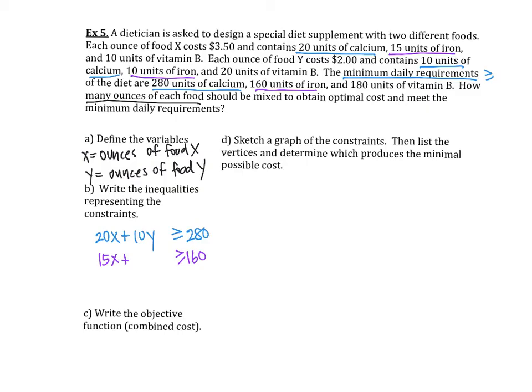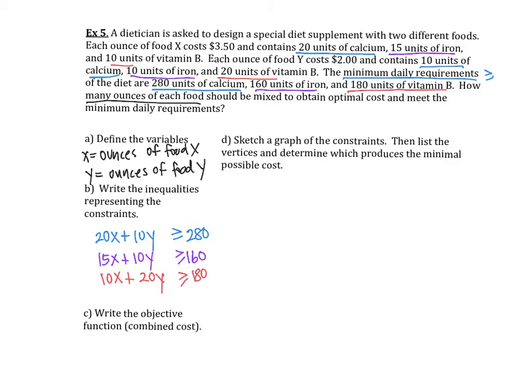And food Y has 10. And then what else? Vitamin B. So the minimum daily requirement is 180 units of vitamin D. Food X has 10. Food Y has 20.